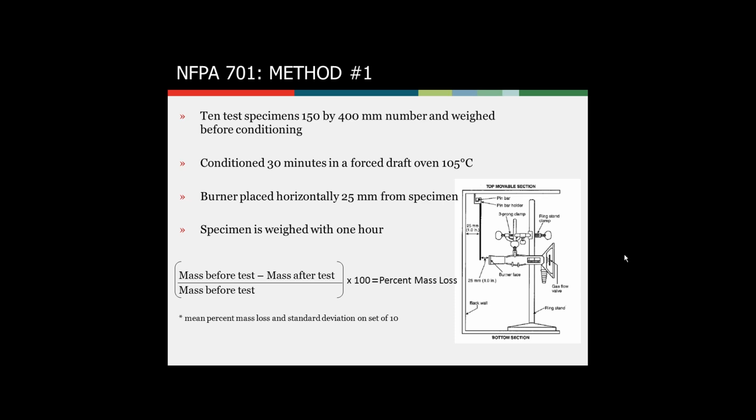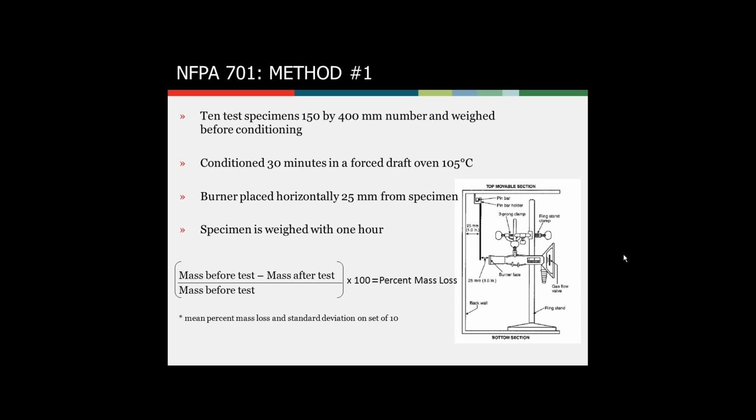Each specimen is attached to the pin bar and suspended vertically in the test chamber with small weights clipped at the bottom to keep it in place. The 100 millimeter flame is placed 25 millimeters from the lower edge for 45 seconds in a horizontal position.